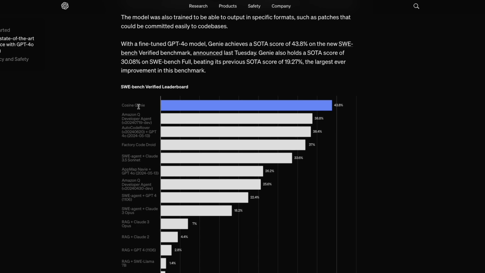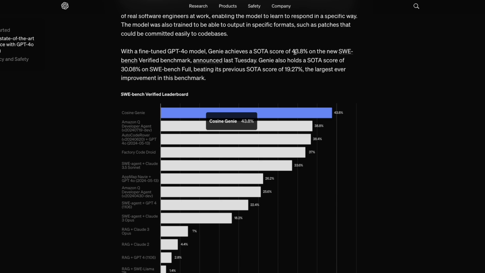Cosine Genie also came with a waiting list, but with a much higher score on something called SWE Bench. Now, SWE Bench, like I said at the start of that video, has around 2200 questions. And Genie holds a state-of-the-art score of 30% on SWE Bench, on which Devin had solved only 5% of questions, and that was on 500 questions, not 2200. Now, OpenAI took that and created a new benchmark on top of it, the SWE Bench Verified Benchmark. And Genie is the top scorer on that, at 43.8%.